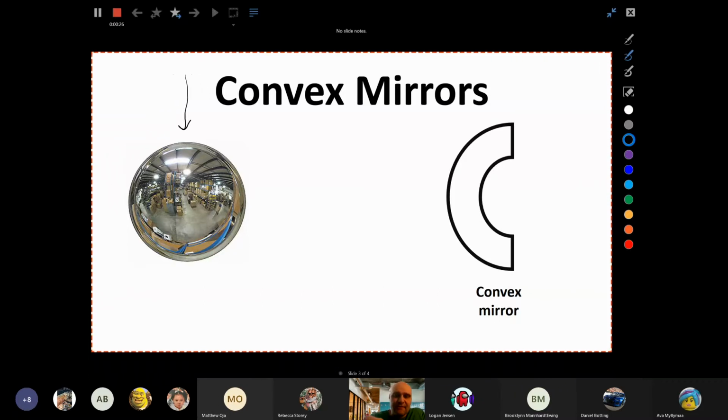And this is the only type of mirror you're going to see out in a store like this, because what it does is it takes a really large area. You can see how large this area is in the picture, and it reduces it down to a small area. So we're taking a big picture and we're making it smaller. So that's why these ones are seen generally in stores, or if you need to see around a corner, you might see this type of mirror. So that's the one we're talking about here, a convex mirror.